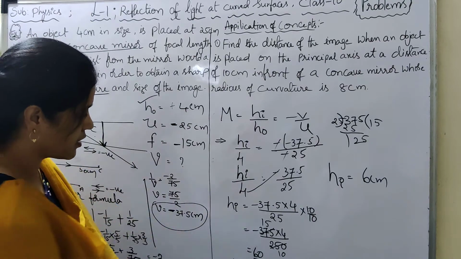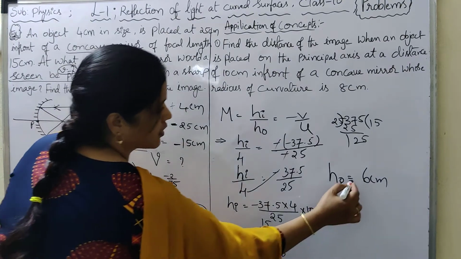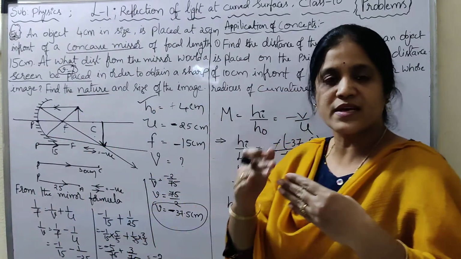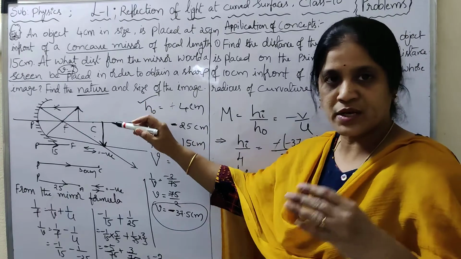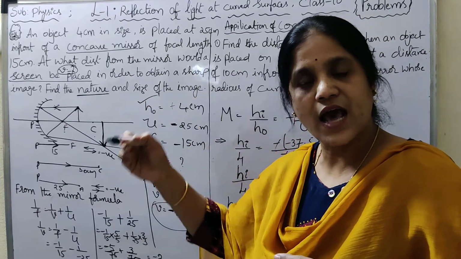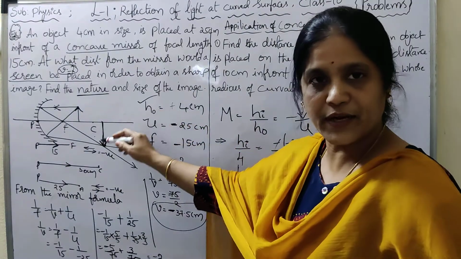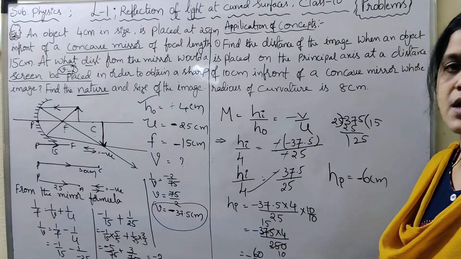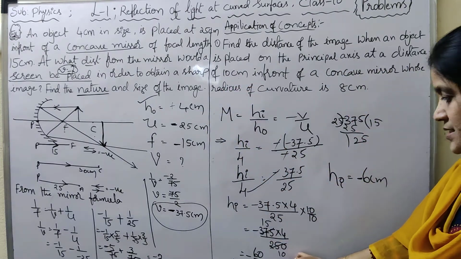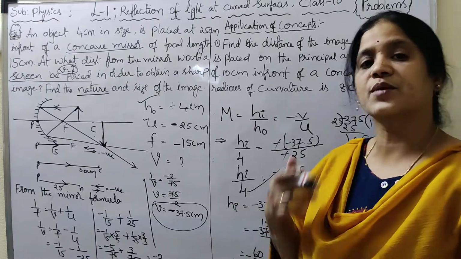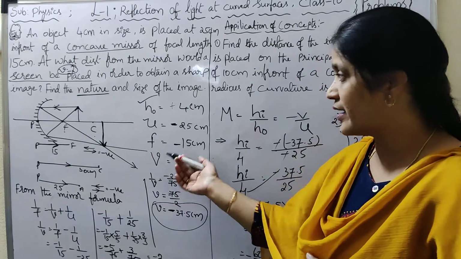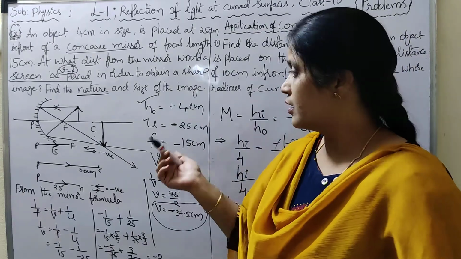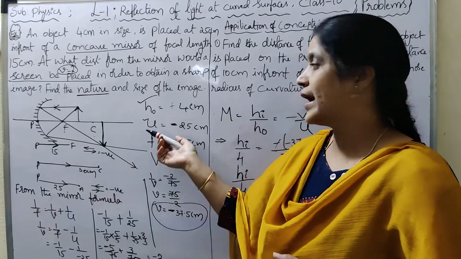And is there any negative symbol? Yes. We have to take that symbol also. It is negative. When you get the height of the image with a negative symbol, it means the image is formed below the principal axis. So here negative means the image is formed below the principal axis. The object size is 4 centimeters and the image size is 6 centimeters. So the image size is more than the object size. Due to that, we got a real, inverted and enlarged image.